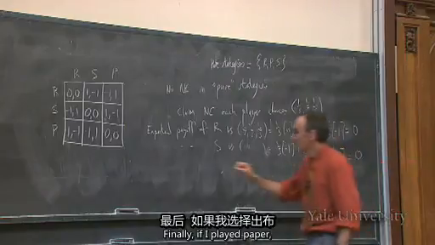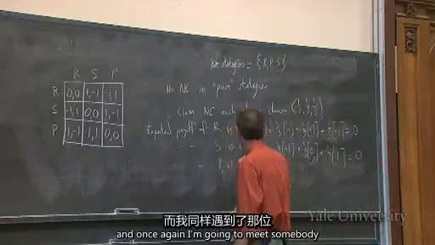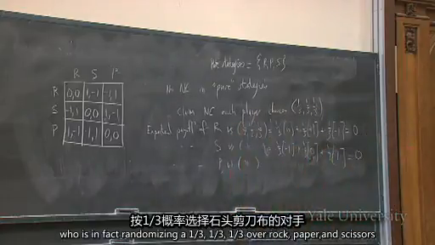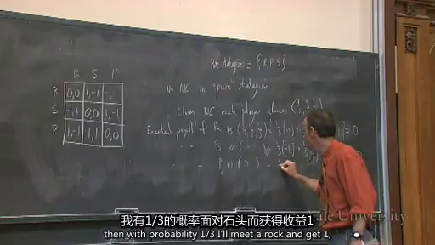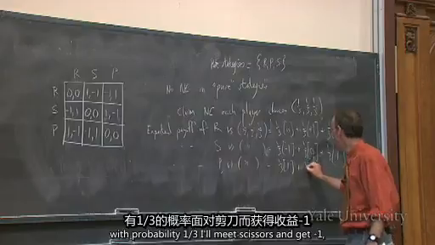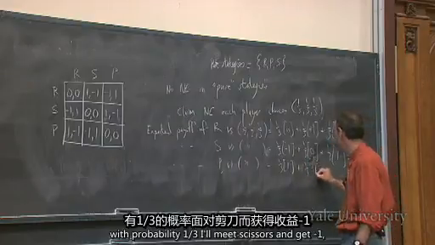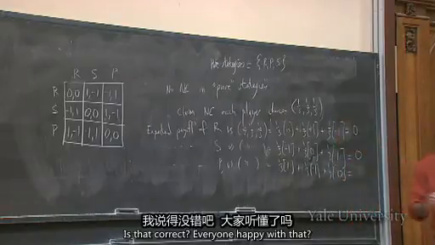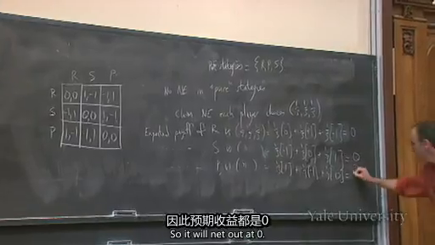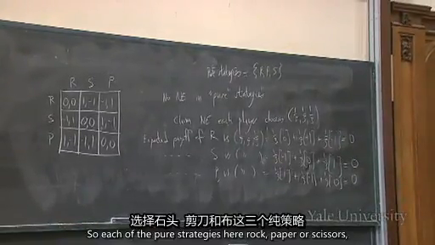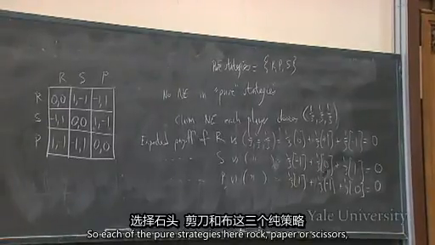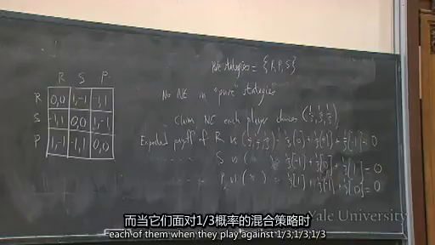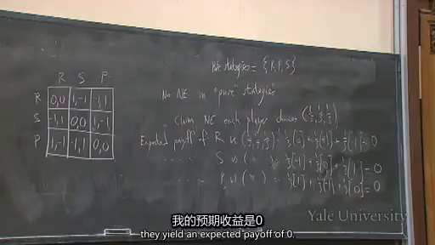Right? And finally, if I played paper, and once again I'm going to meet somebody who is in fact randomizing a third, a third, a third over rock, paper, and scissors, then with probability a third, I'll meet a rock and get 1. With probability a third, I'll meet scissors and get -1. And with probability a third, I'll meet paper and get 0. Is that correct? Everyone happy with that? And so it'll net out at 0. So each of the pure strategies here, rock, scissors, and paper, when they play against a third, a third, a third, they yield an expected payoff of 0.